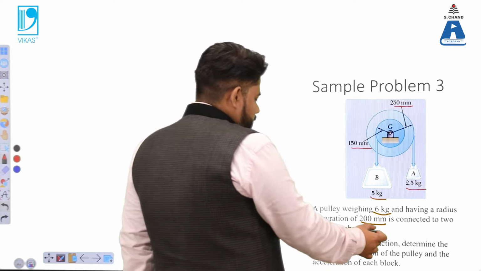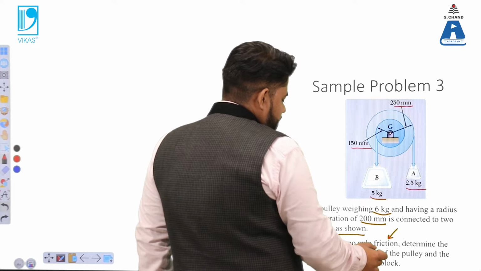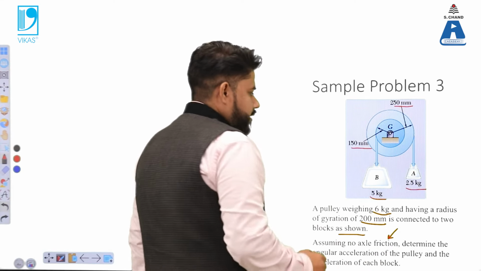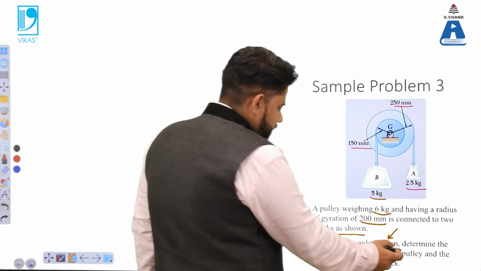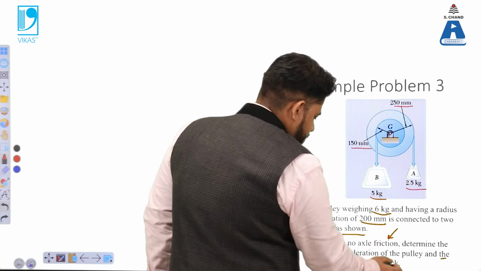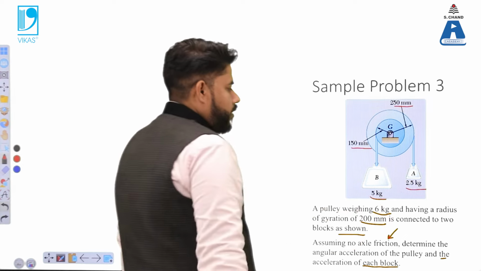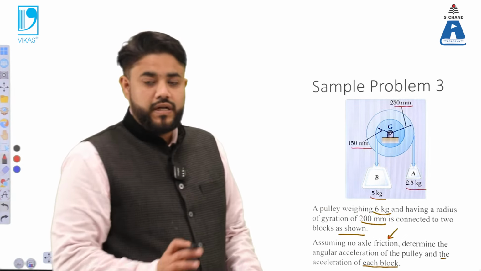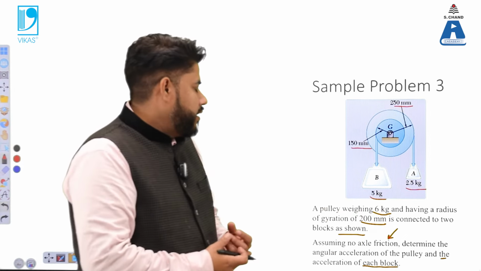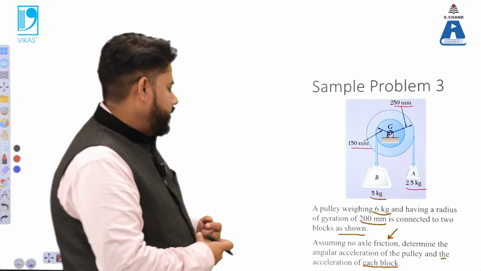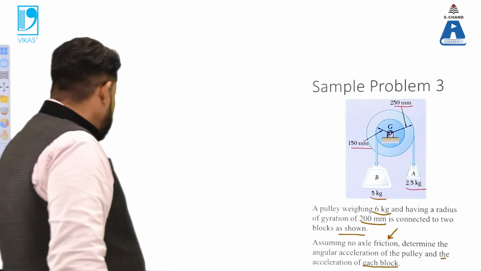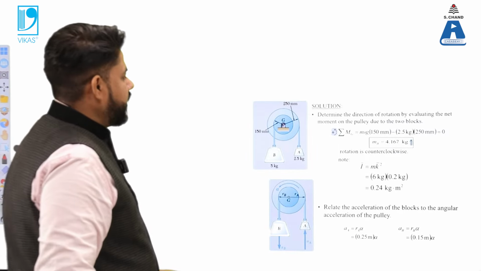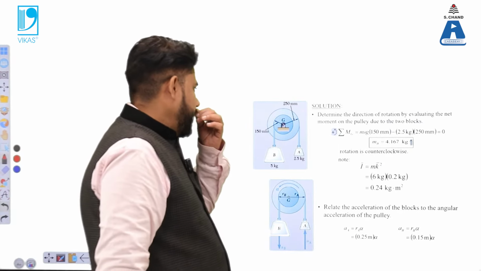Assuming that there is no axial friction, we need to determine the angular acceleration of the pulley and the acceleration of each block. So each block has a particular value of acceleration that we need to find out, and we need to find out the angular acceleration of the entire pulley. The procedure is similar to what we have seen in the previous cases.